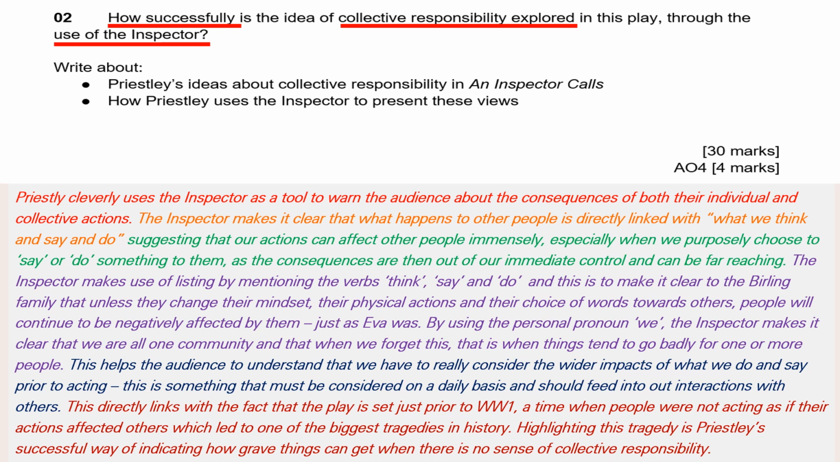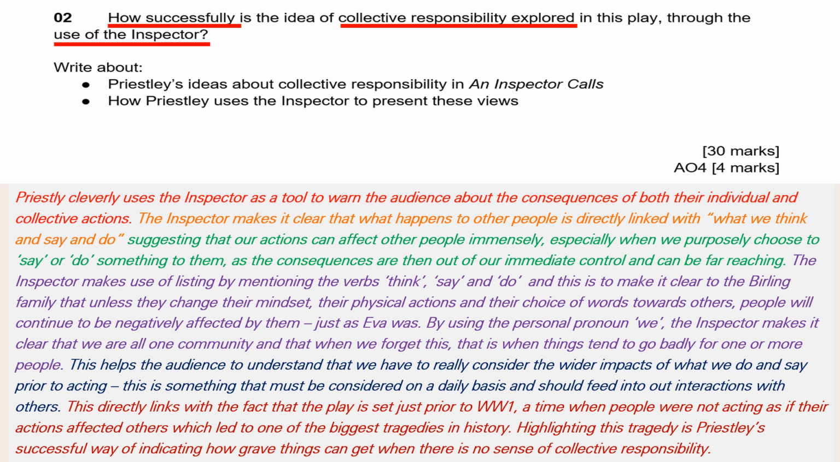This helps the audience to understand that we have to really consider the wider impacts of what we do and say prior to acting. This is something that must be considered on a daily basis and should feed into our interactions with others. So therefore the effect, I've chosen to use that keyword understand and talk about what the audience can take away from this.